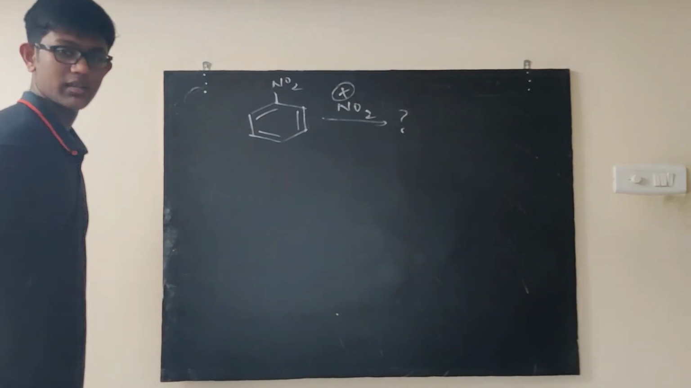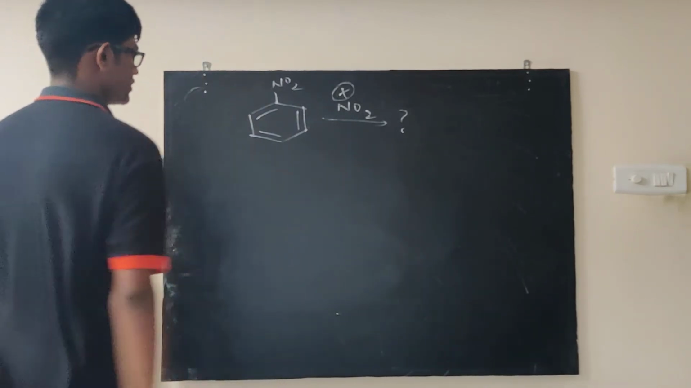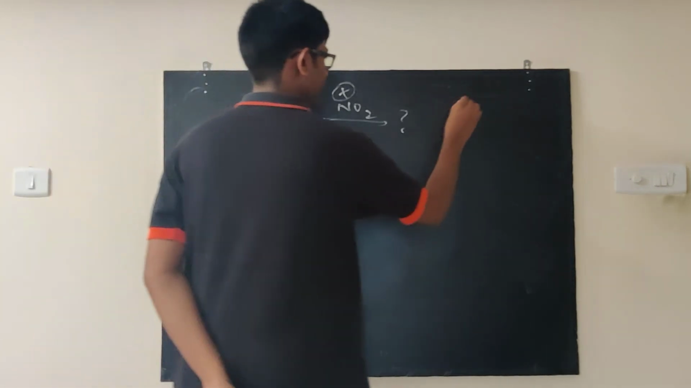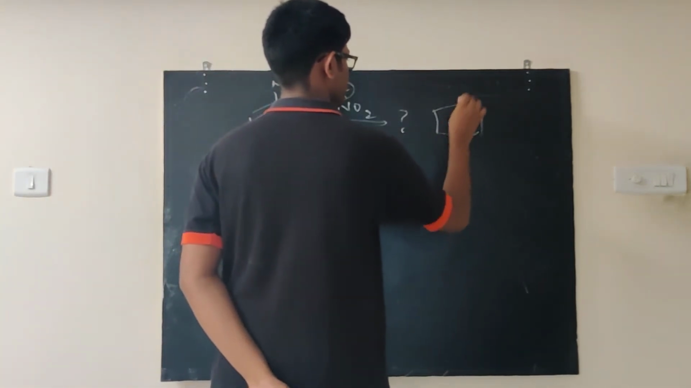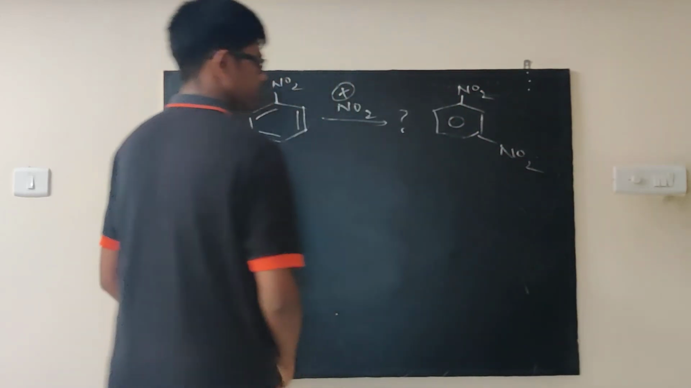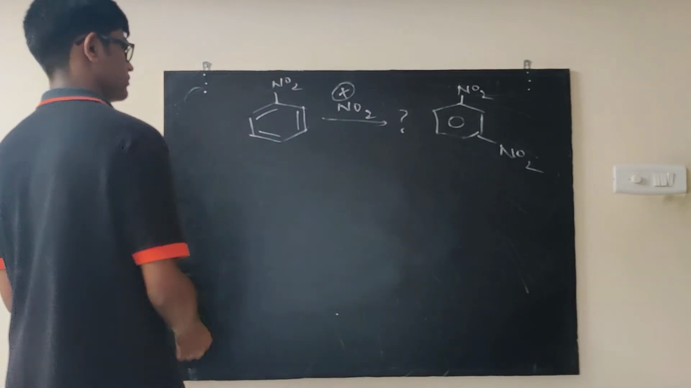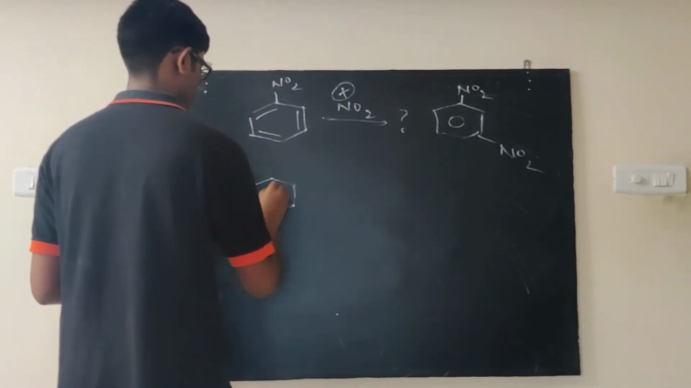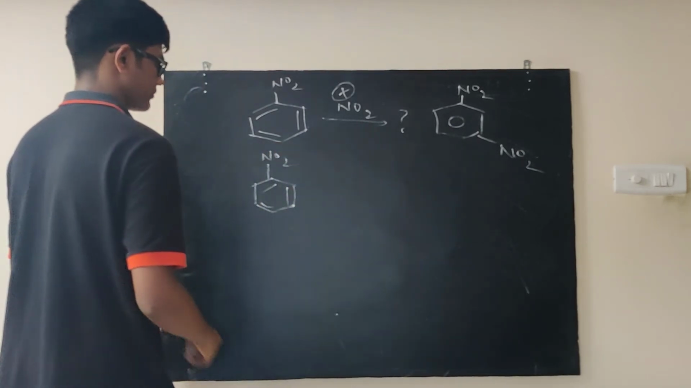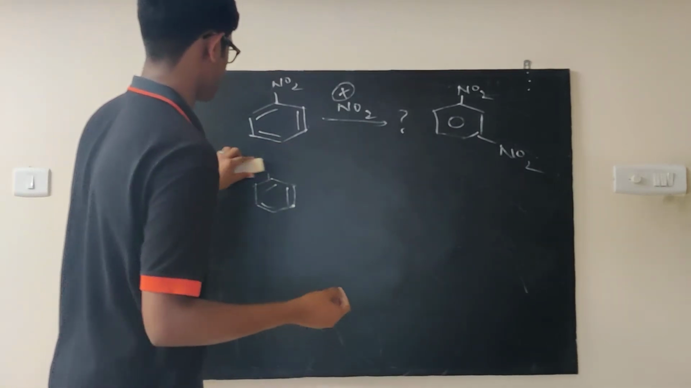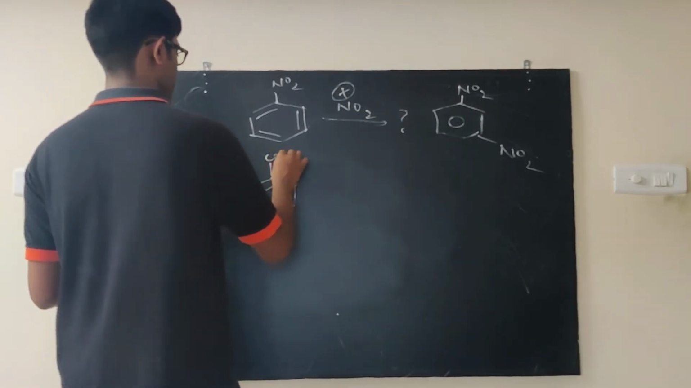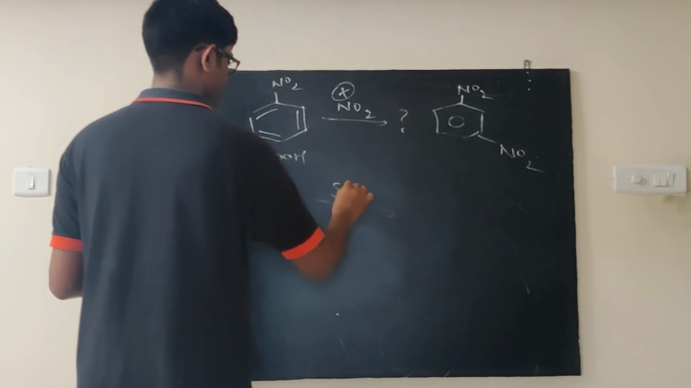Nitro is minus I, minus R, right? So it's going to remove electrons from here, here and here very much. So you get meta nitro. That's one example. Let's try some other group. Let's try COOH. Sulfonate it, what do you get?